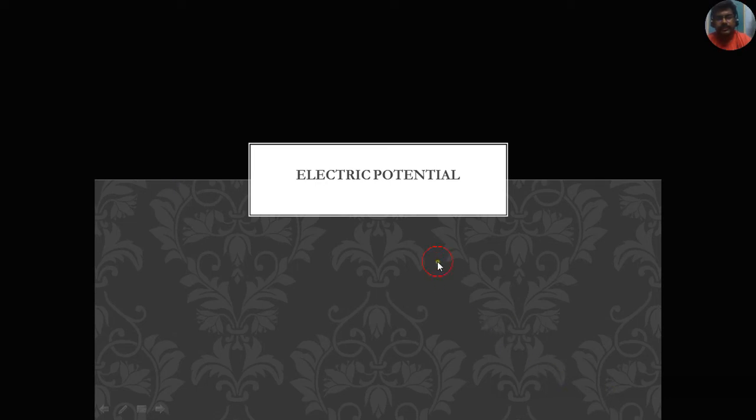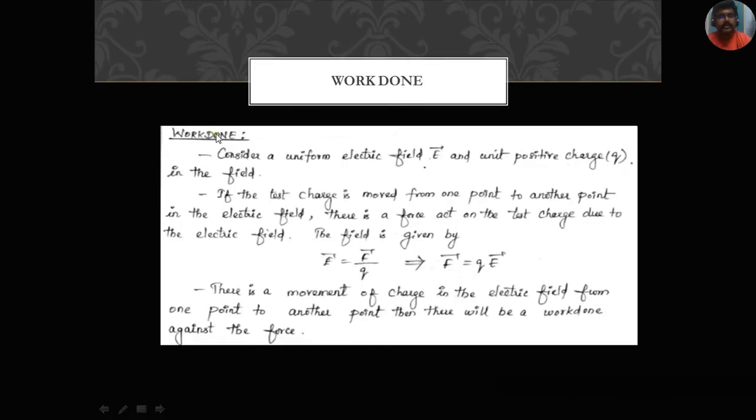Electric potential. First, let us discuss work done. You can consider the uniform electric field E vector and the unit positive charge Q in the field.